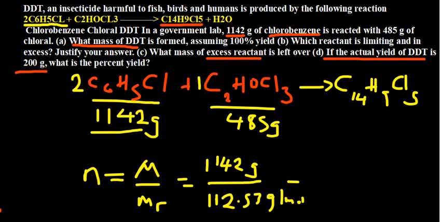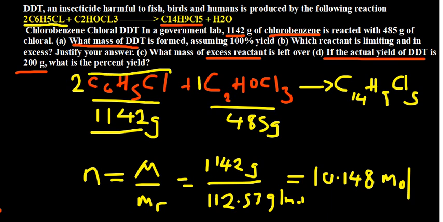So this is basically going to give us what? You have 1142 divided by 112.53. Okay, so after dividing, you're going to have 10.148. So these are the number of moles of what? Of this reactant from the mass. So we've determined the number of moles.